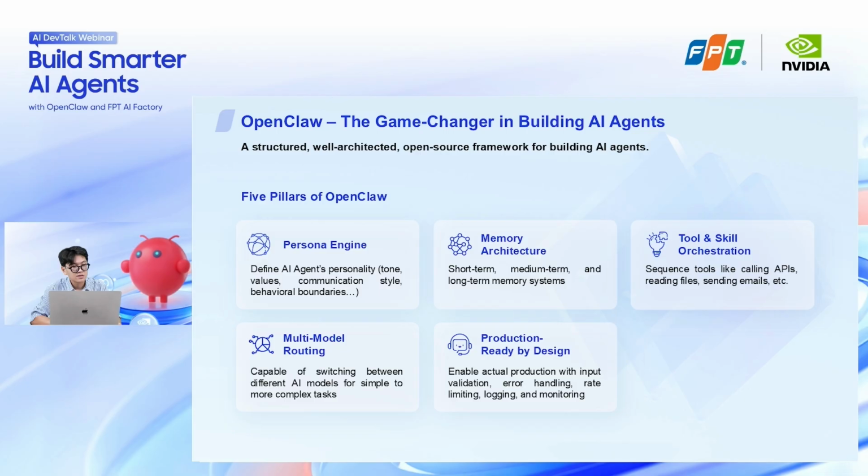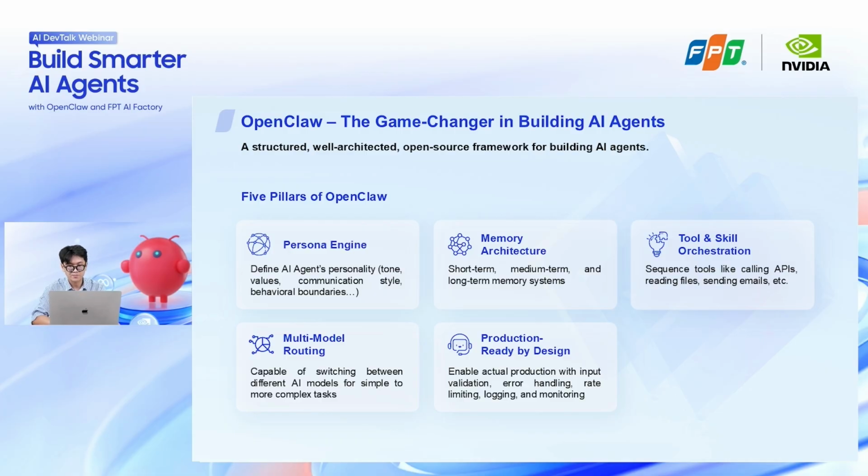So what does OpenClaw actually give you? There are 5 things on this slide. I'll go through them quickly, and we can see all of them in my demo. Number 1, it's a persona engine. Your agent's personality is not just a system prompt. It's a structured definition: tone, values, boundaries, communication style. So your agent stays in character across every conversation.